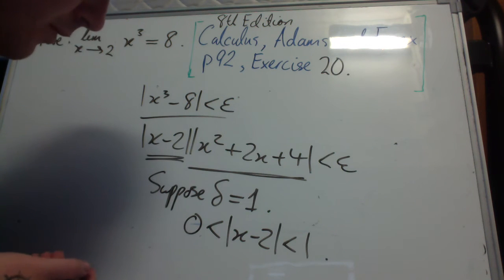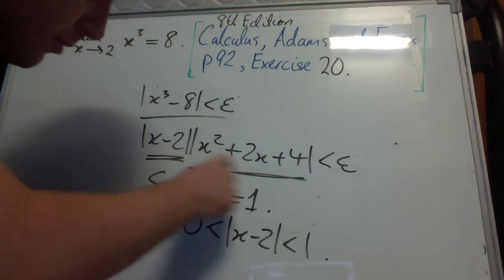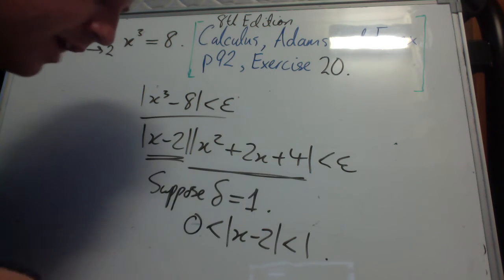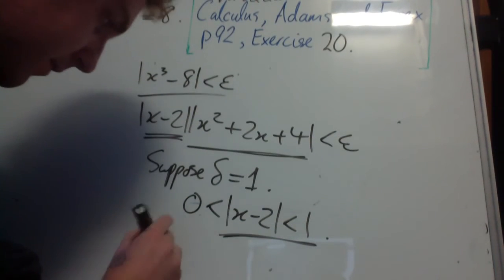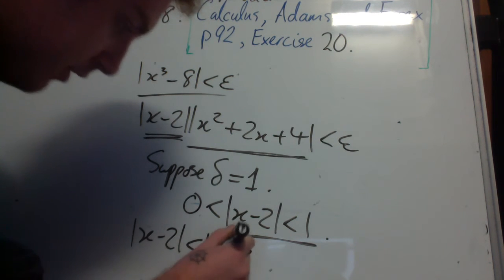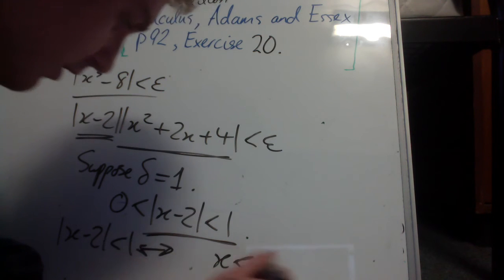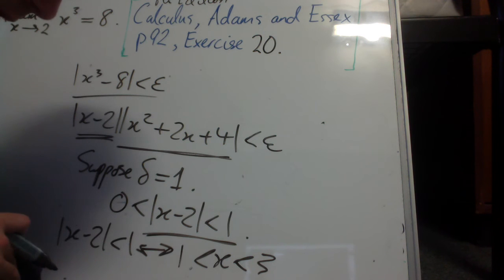So what we want to do is use this to find some condition so we can substitute some real number for this quadratic. Using that preliminary concept that I introduced at the start, let's just take this bit. So we get |x - 2| < 1 is equivalent to 1 < x < 3. That might be a little bit quick, but I would just work it out from the beginning.